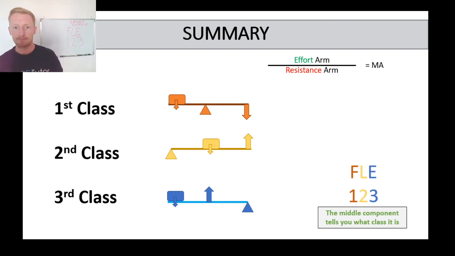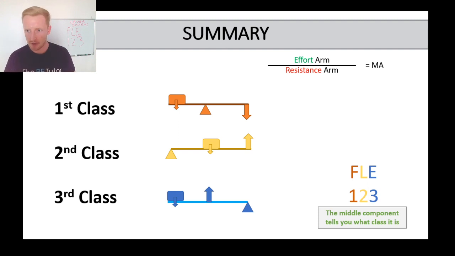So, to summarize, to bring all of this back together, we've got three classes of lever system: 1, 2, 3. That thing down in the bottom right corner there, FLE 1, 2, 3. The middle component tells you what class it is. That's the secret formula. Just remember that. FLE 1, 2, 3. Whatever is in the middle is what lever system it is.